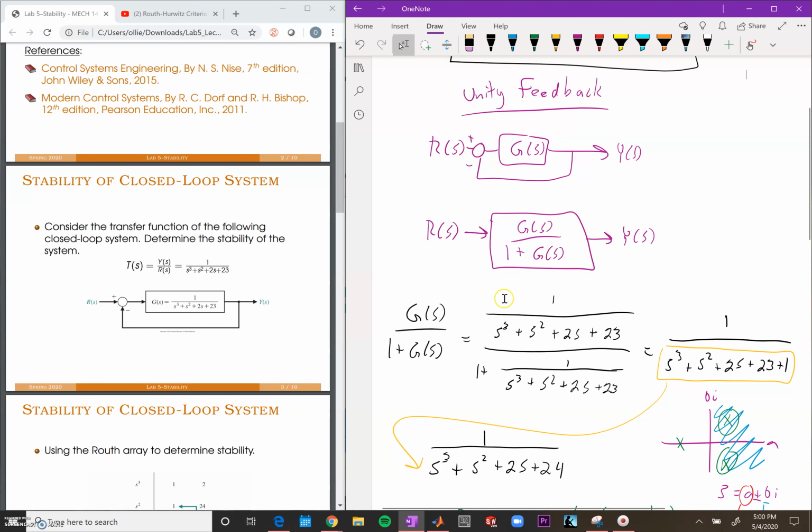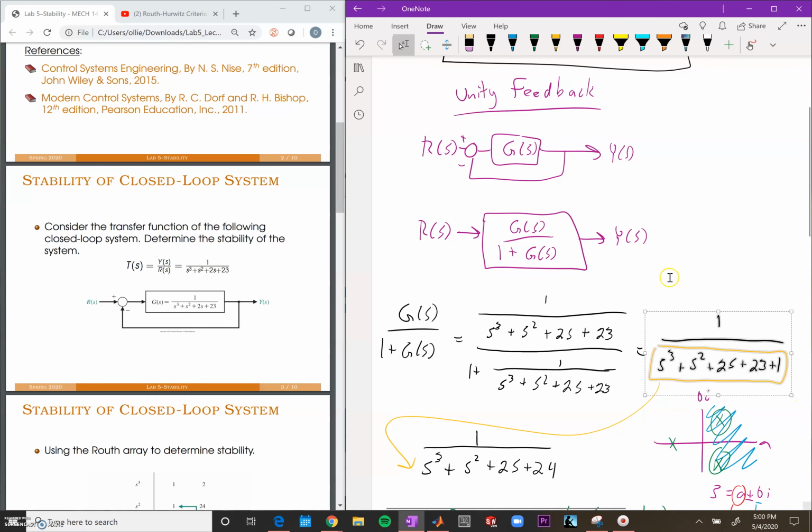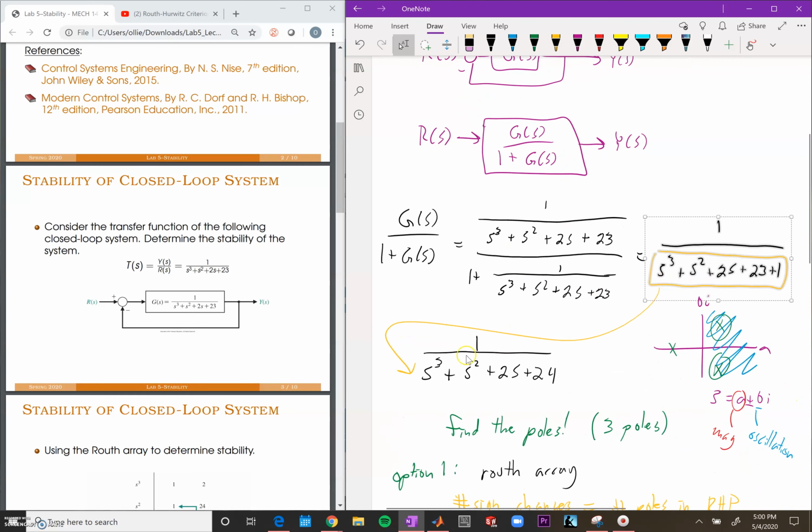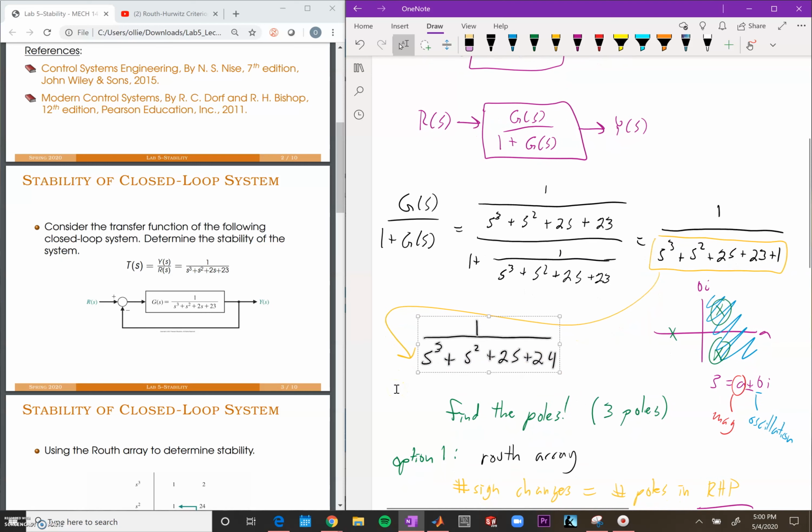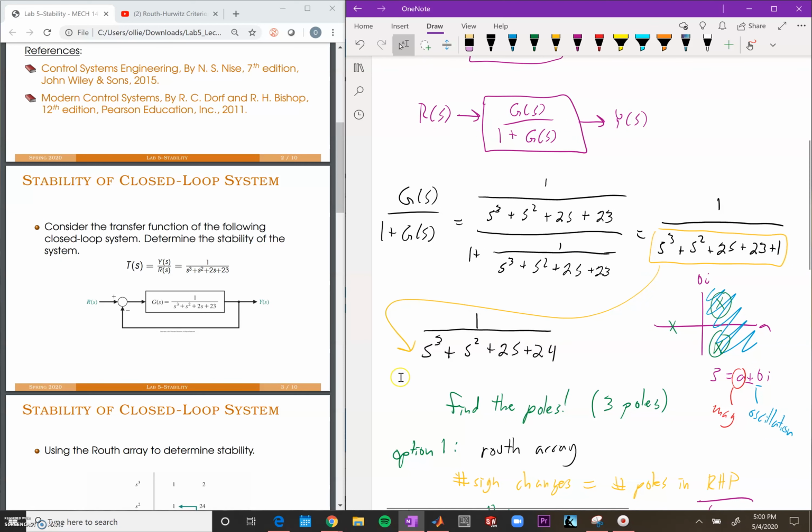When we get this, this is G of s right here. We multiply by this polynomial to get this monstrosity down to this, and then finally we get this. Great, so this is our open loop transfer function. So we've got to find the poles. How many poles are there? There are 3 poles, because this is a third order polynomial.